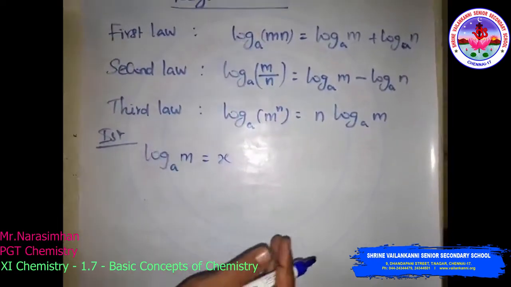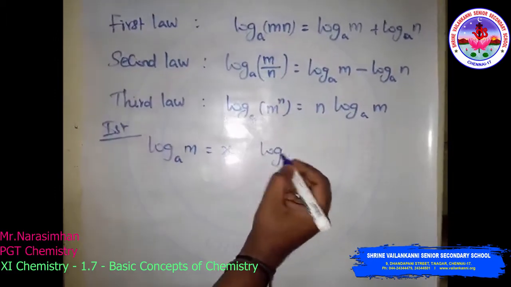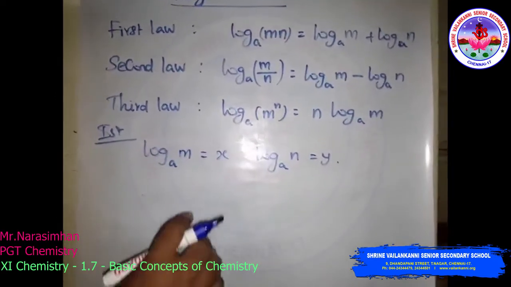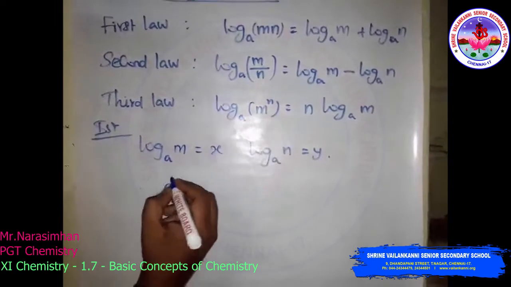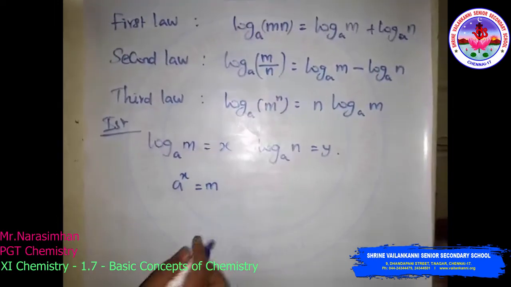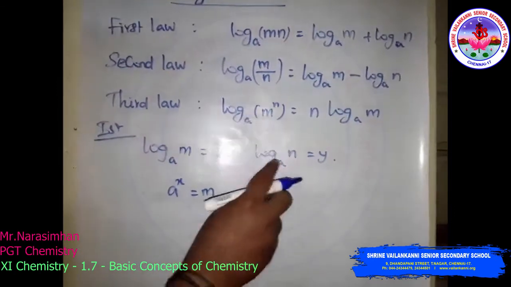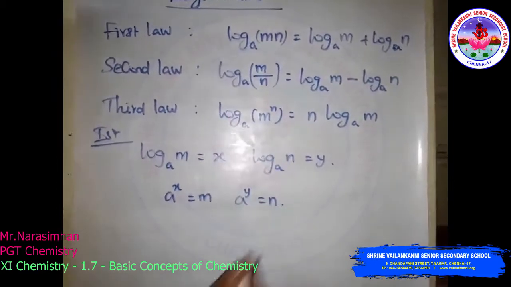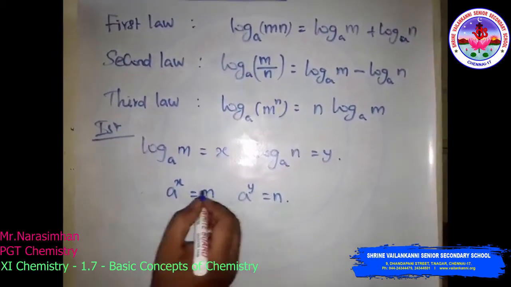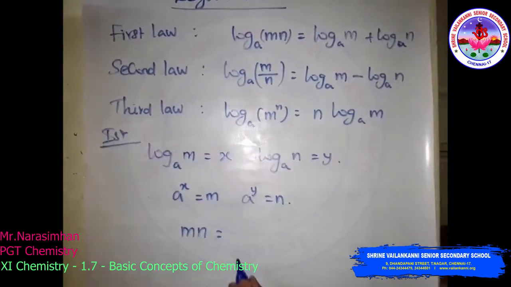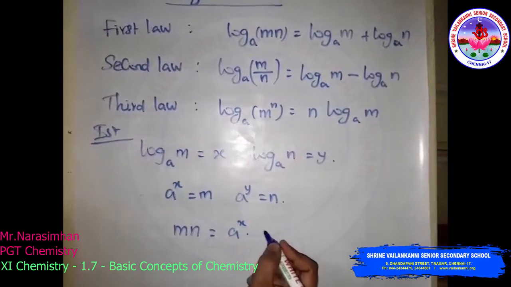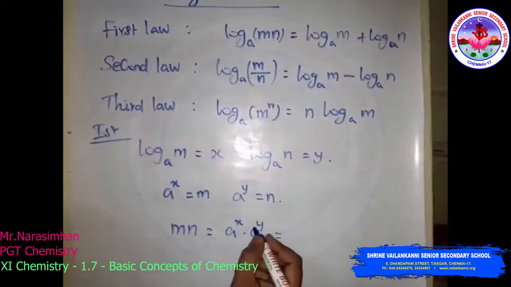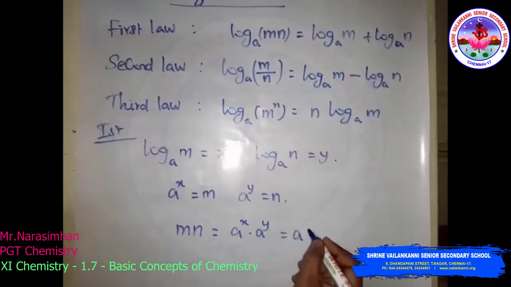In a similar way, log n to the base a is equal to y. Then we can write that a power x is equal to m, and a power y is equal to n. Here mn means m and n. mn is equal to a power x into a power y. In multiplication we can just add the powers, so a power x plus y.